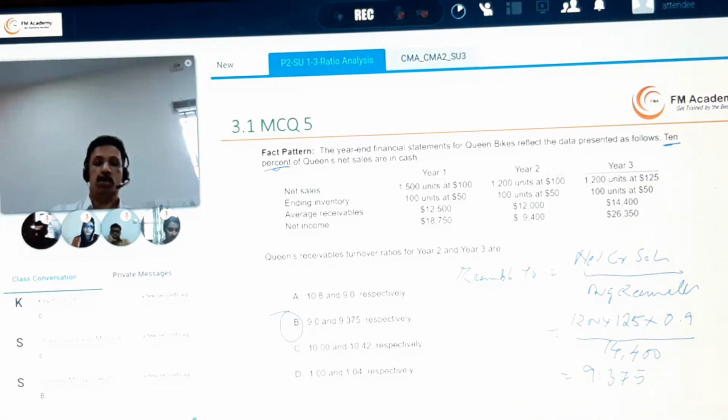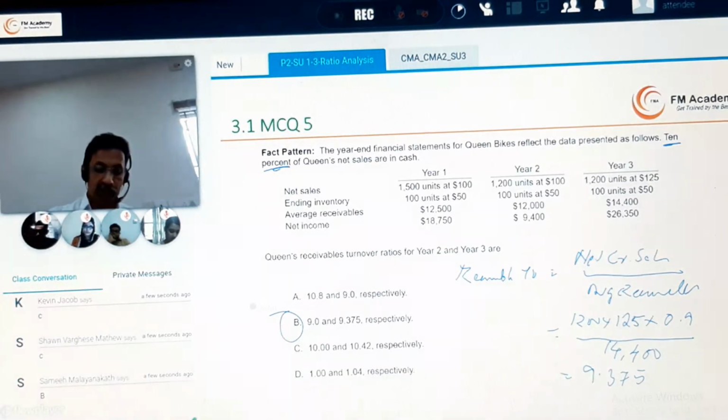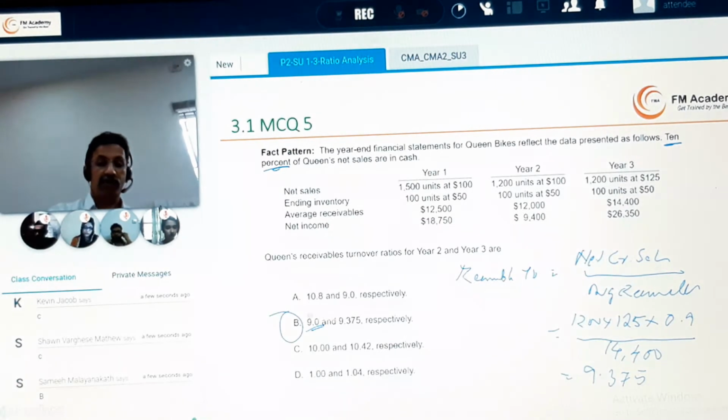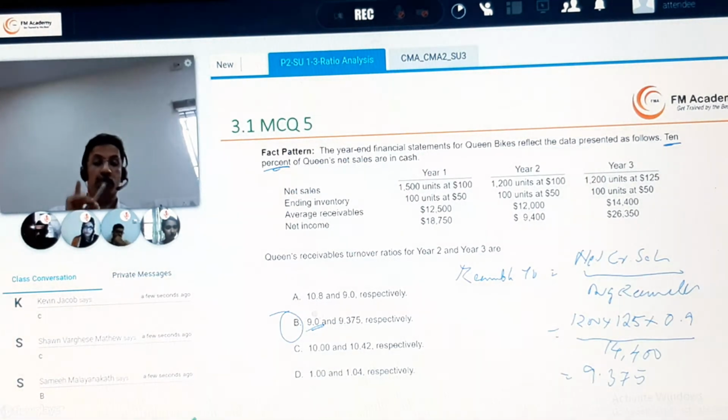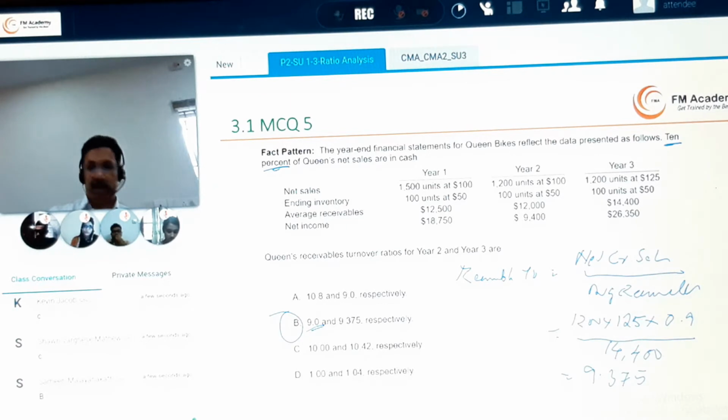But let's do year 2 also. Year 2 will be 1200 into 100 into 0.9, that's the net credit sales, 108,000, divided by the average receivable of 12,000, that's 9. So you got it confirmed. But don't do that in the examination. You will only be losing your valuable time. As you got 9.375 correctly, you got it. Of course, if you have time, if you're not really pressed with time, you can always do that.